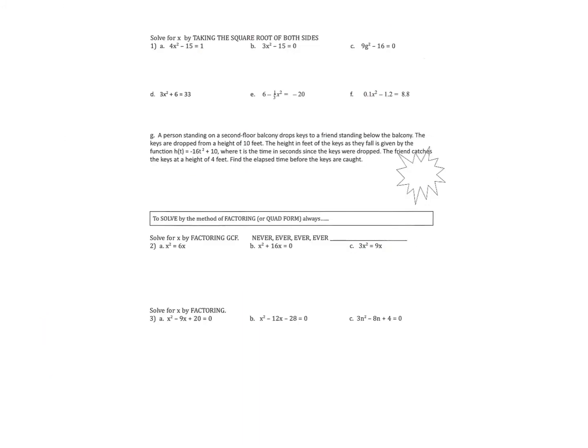So let's take a look at a couple problems on this page. I would first like to look at E at the top. All the problems at the top of this page are using the method of taking the square root of both sides. That was my top right box on the previous page. So I need to isolate my x squared.